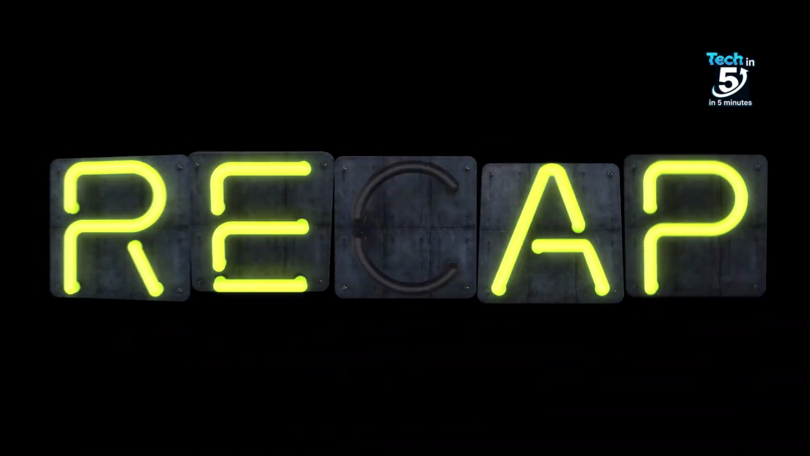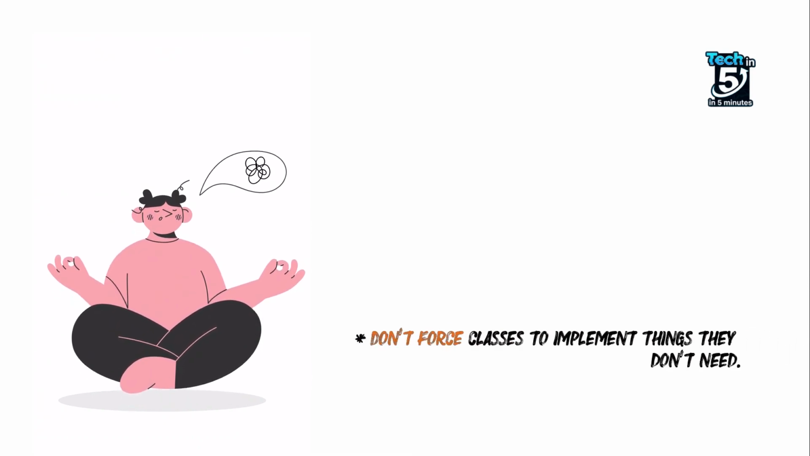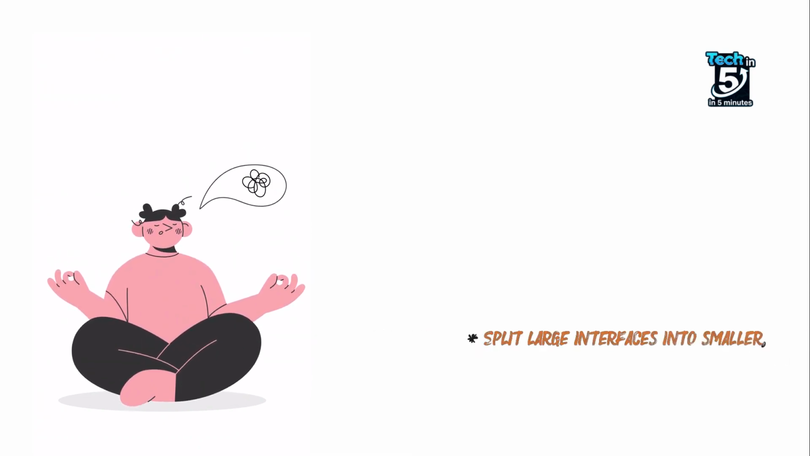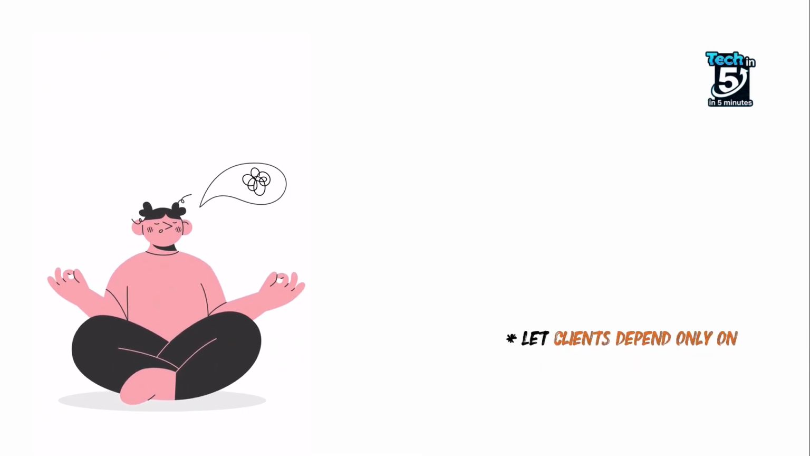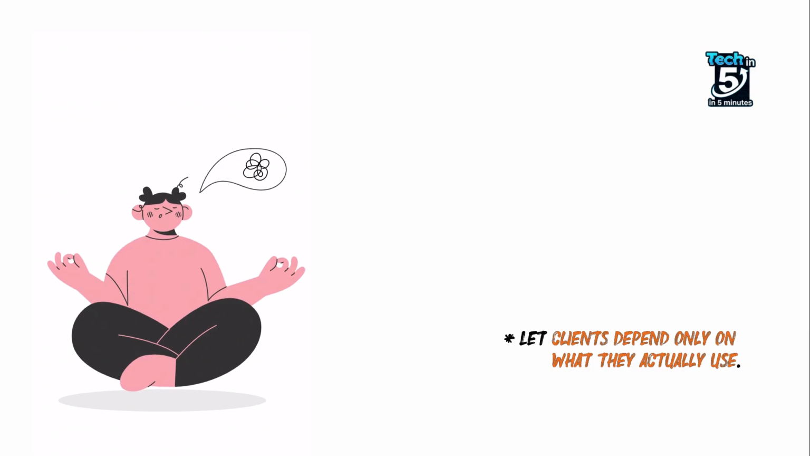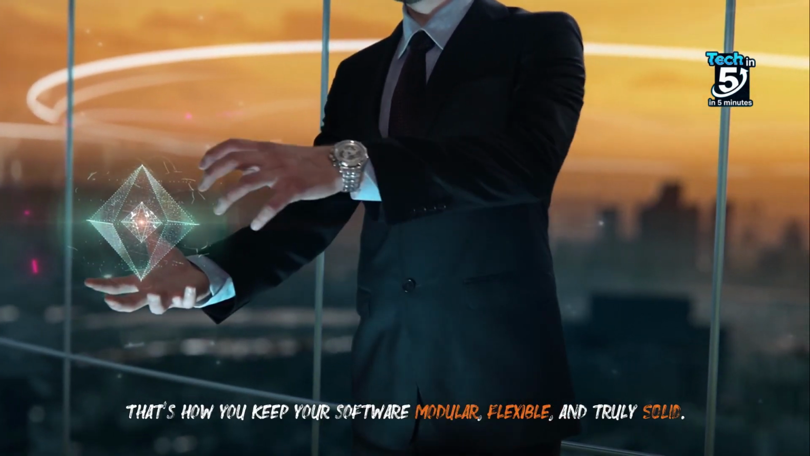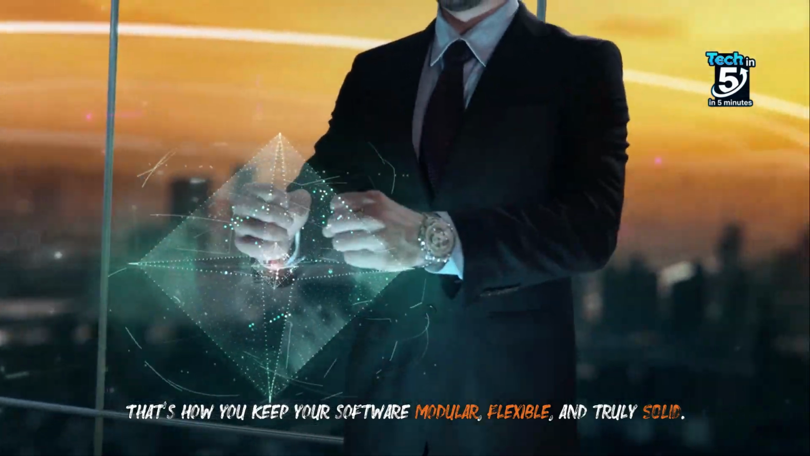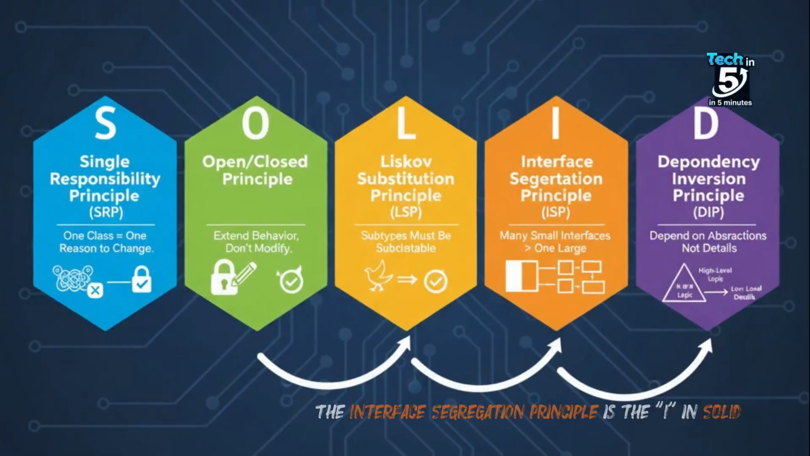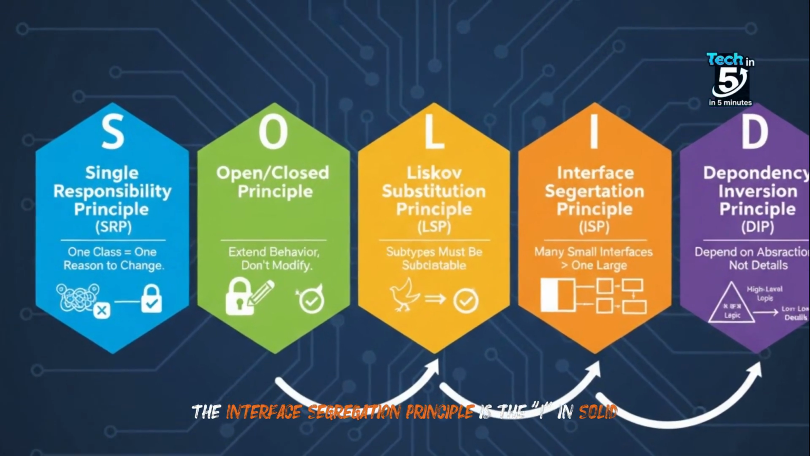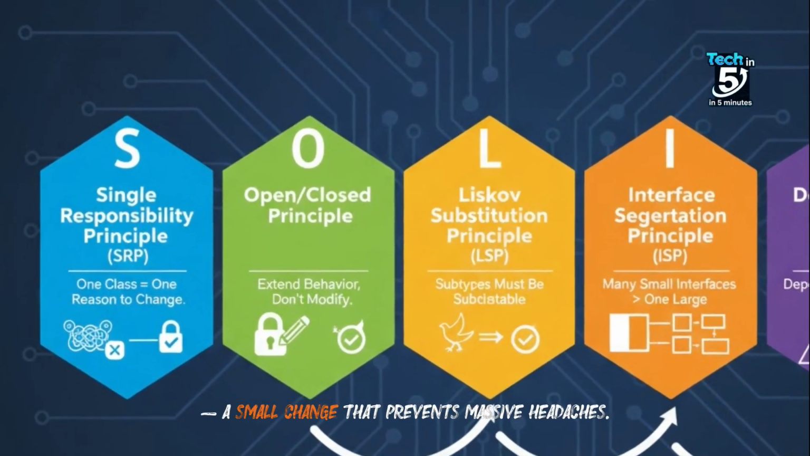Quick recap. Let's summarize. Don't force classes to implement things they don't need. Split large interfaces into smaller, focused ones. Let clients depend only on what they actually use. That's how you keep your software modular, flexible, and truly SOLID. The Interface Segregation Principle is the I in SOLID, a small change that prevents massive headaches.